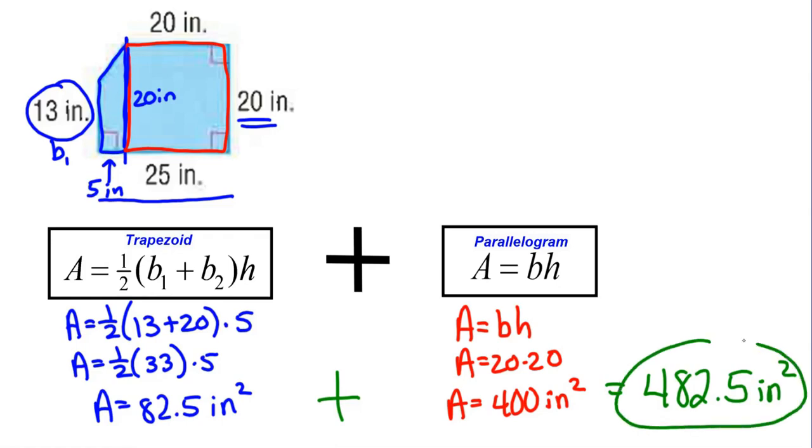Now, if you want to try to cut that in a different way, if you saw it differently, feel free to do that, but you should get 482.5 square inches no matter how you divide it up if you do it correctly.